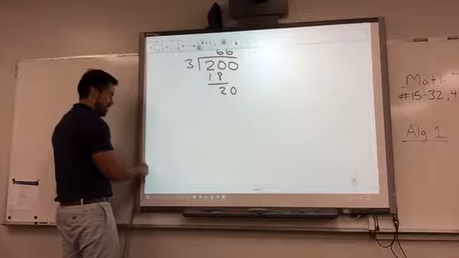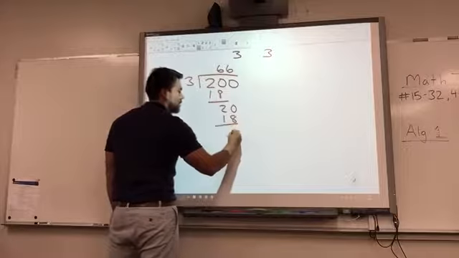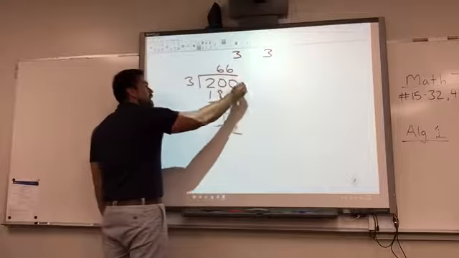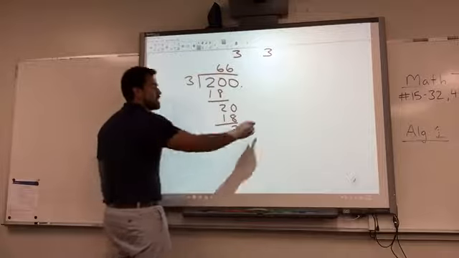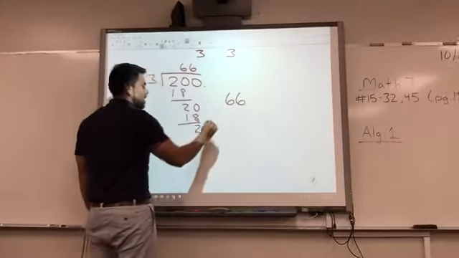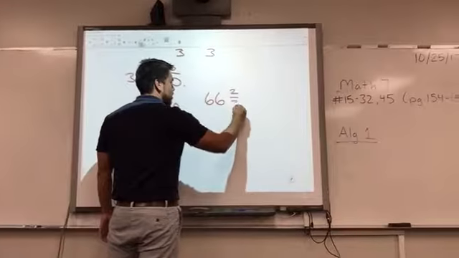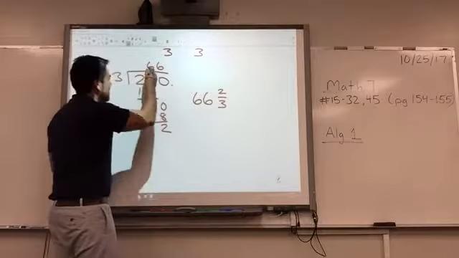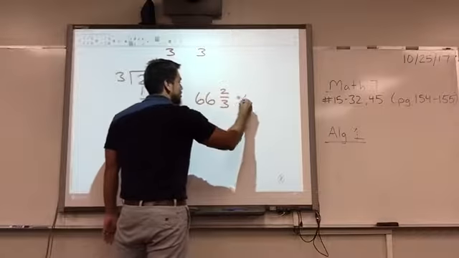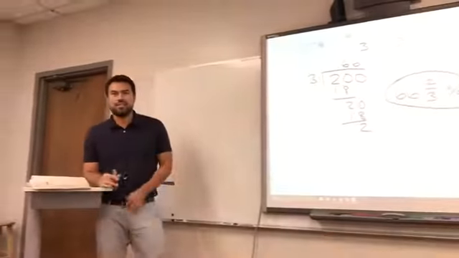Okay, so you get your 6 and your 6 there. You get 18 here. You get a remainder of 2. You can start bringing that decimal there. But I want you to leave it as 66 and what over what? 2/3. Is that my answer? No. What's wrong with it? Oh, wait. Percent. What did they ask for in this problem? A percent. I want the percent.